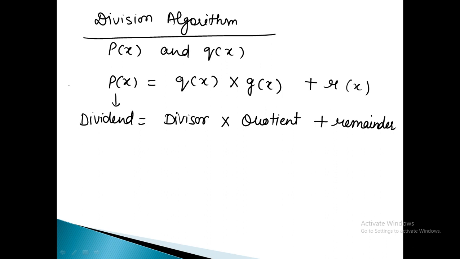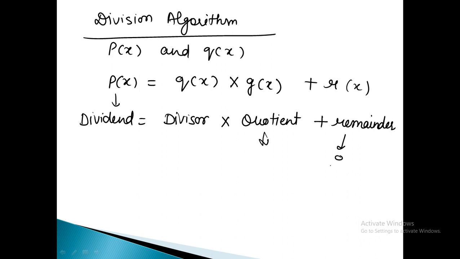You should keep in mind some points. If the remainder is equal to 0, that means the divisor is a factor of the dividend. If the remainder is not equal to 0, then we can subtract the remainder from the dividend, and the new polynomial formed is divisible by the quotient and divisor.